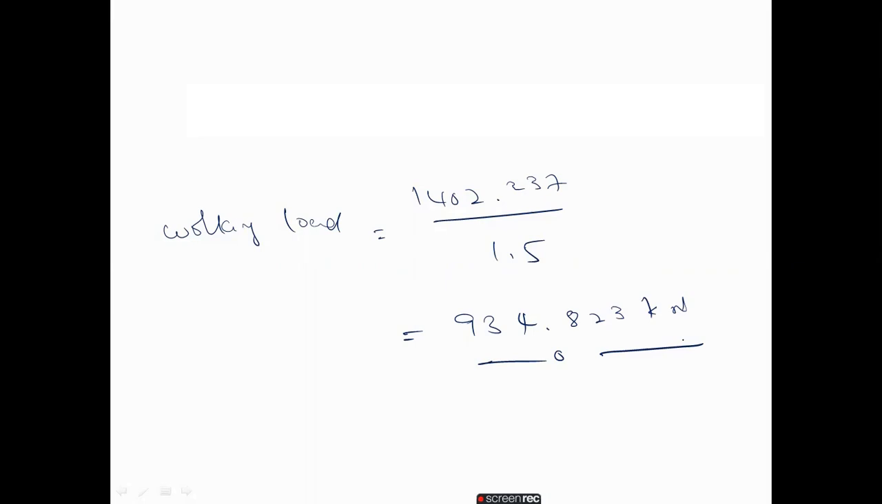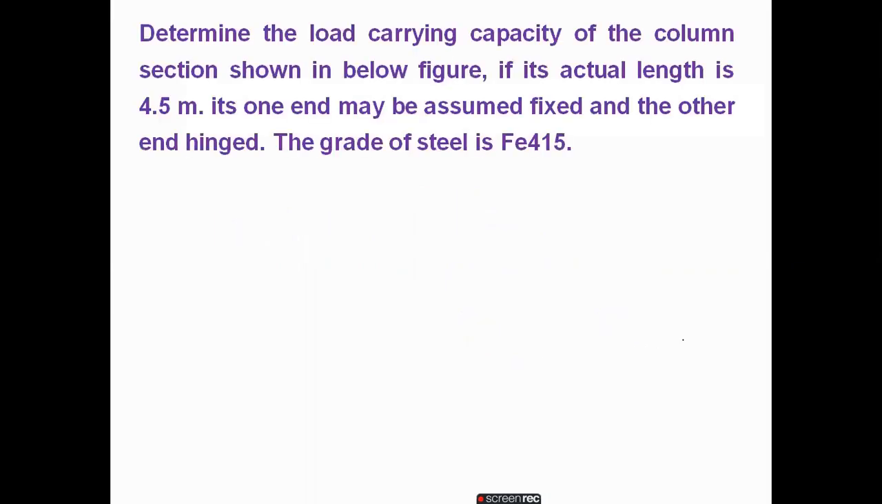Okay, the next problem, if you observe here, is also a most important problem. But anyway, you have to do it yourself, or I will make it easy. I will do this one within 5 minutes. Determine the load carrying capacity of the column section shown in the figure below. Its actual length is 4.5 meters, and the end condition is one end assumed fixed and the other end hinged. The grade of the steel is Fe415.